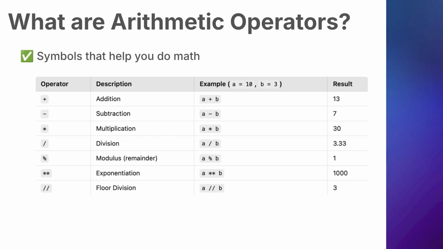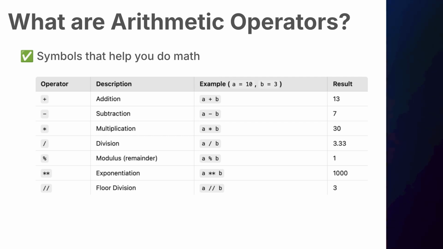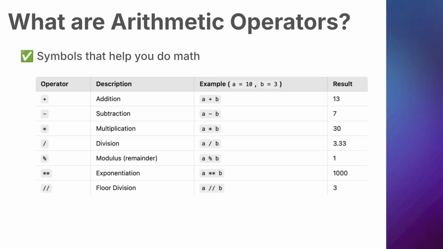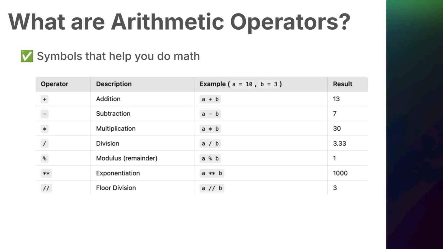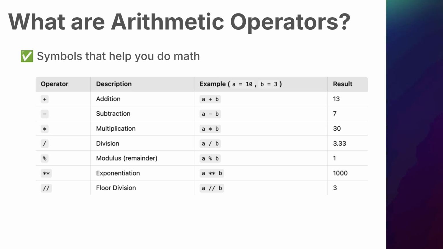First, addition. You simply add two numbers. 10 plus 3 equals 13. Subtraction subtracts the right number from the left. 10 minus 3 equals 7. Multiplication multiplies two numbers. 10 multiplied by 3 equals 30. Division divides the left number by the right and gives you the decimal or float result. 10 divided by 3 equals 3.333 and so on.